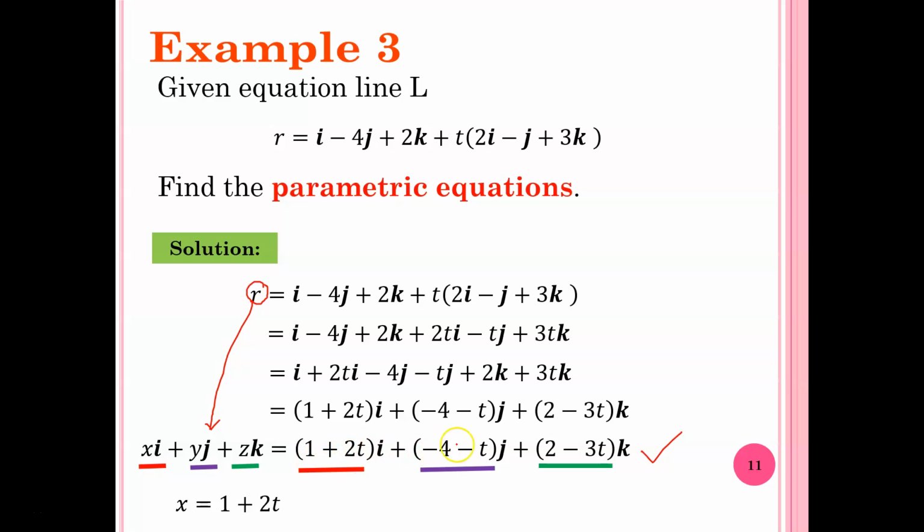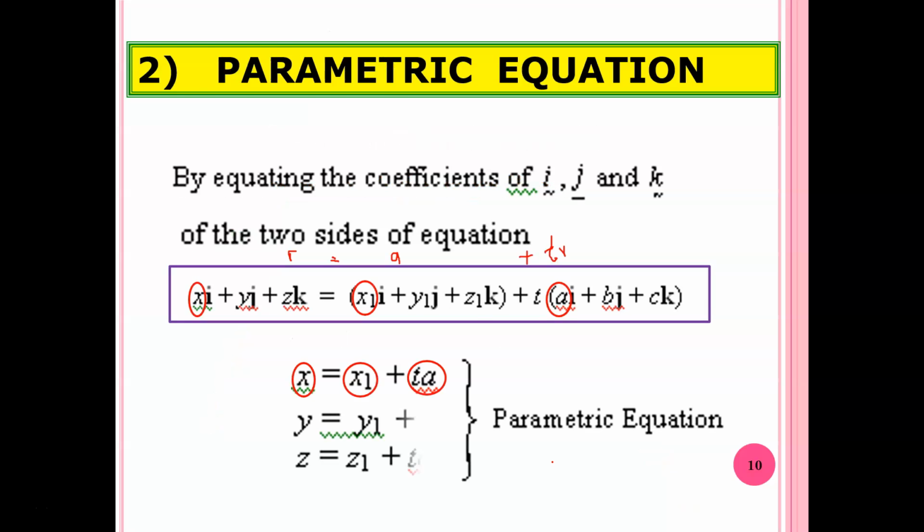See, after you obtain this one, you can write it down. x equal to 1 plus 2t, y equal to negative 4t, and z equal to 2 minus 3t. So this is your final parametric equation. So all these three parametric equations, you have three actually. You have three terms. Satu term untuk x, y, and z. Sama macam yang ni tadi. So it's actually the same. Okay, you have untuk x, untuk y, and untuk z. You have three parametric equations.